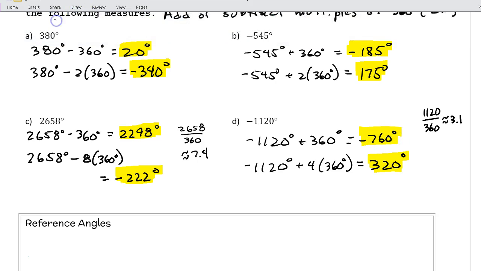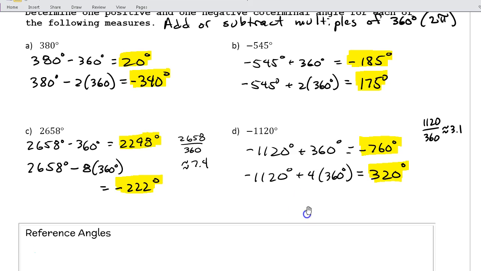Alright, so that's going to be it for this video, talking about coterminal angles. There will be some more practice on this, but again, if you had any questions, make sure that you ask me next time you see me.